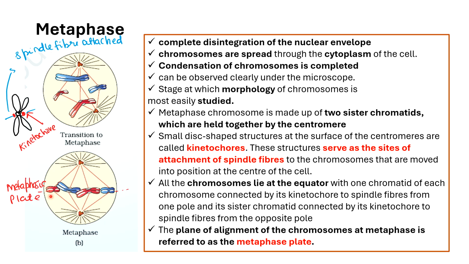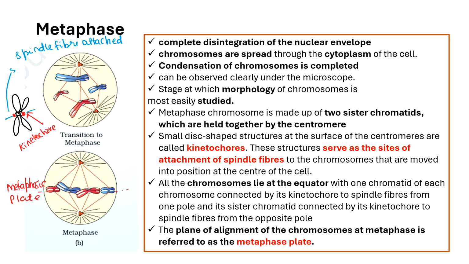So each chromosome, the centromere of it is attached to two spindle fibers, one from each pole. If you consider humans, which has 46 chromosomes, how many spindle fibers will be present? 46 into 2. Each chromosome is attached to two spindle fibers, right? Now, where is this spindle fiber attaching itself to the chromosome?